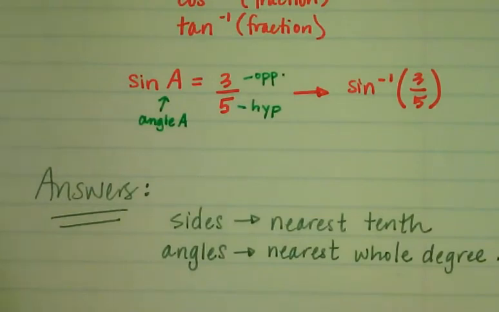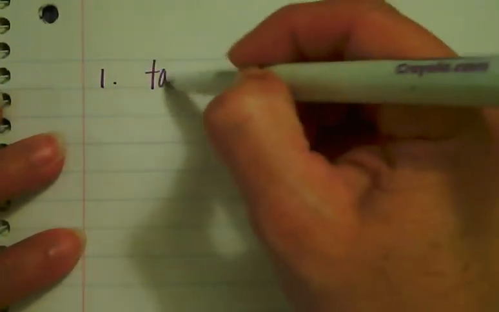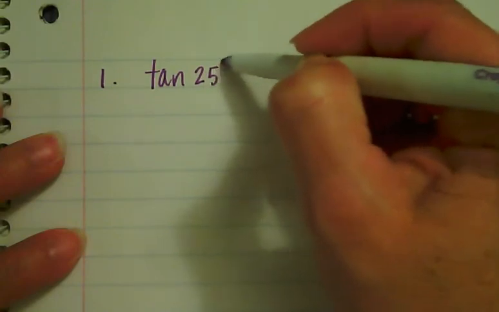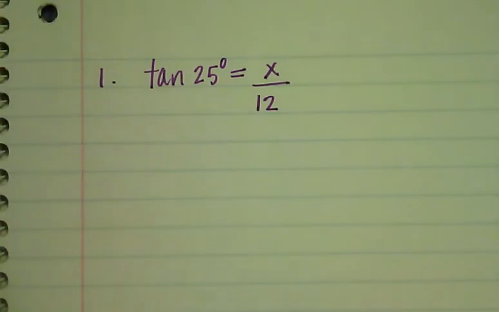Okay, so let's see about working some of these out. If we go back to your trig ratio page, I'm going to flip over here. The answer to number 1 on our which trig ratio, we got that the tangent of 25 degrees is x over 12. All right, so we're trying to solve for x.